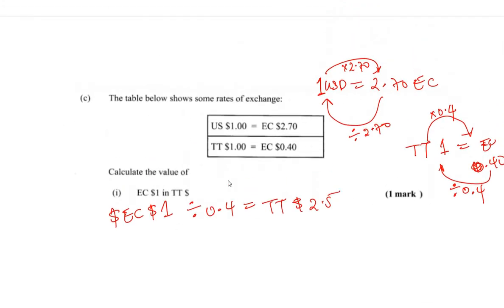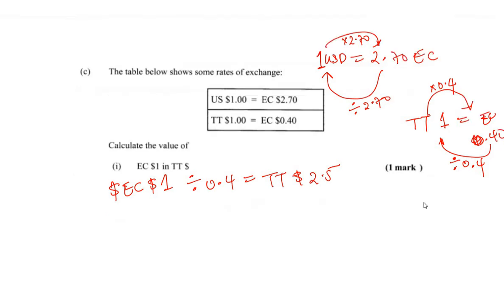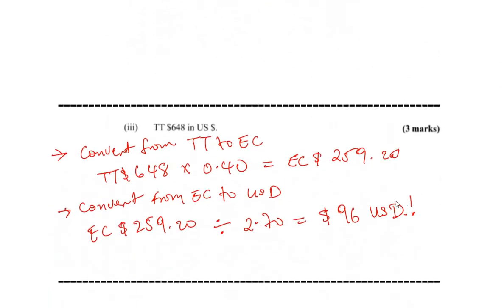Just understand your table. If we're going from US to EC, we multiply by 2.7, and if we're going from EC to US, we divide by 2.7. If we're going from TT to EC, we multiply by 0.40, and if we're going from EC to TT, we divide by 0.4. Alright?